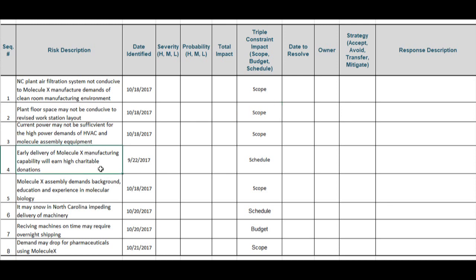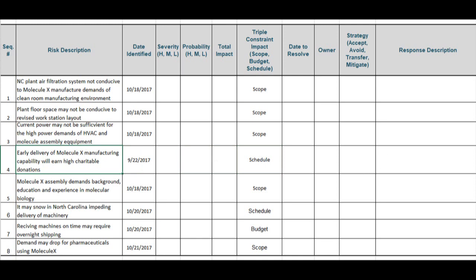Also, I have a positive risk here. Early delivery of the capability could earn a high charitable donation. This was part of what we discussed in the scope in our charter. That's a schedule impact, but this is an example of a positive risk where we could exploit.